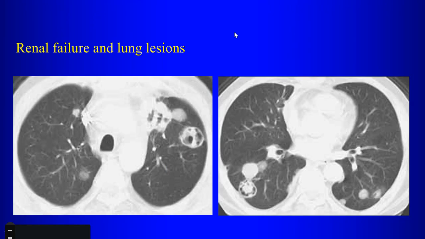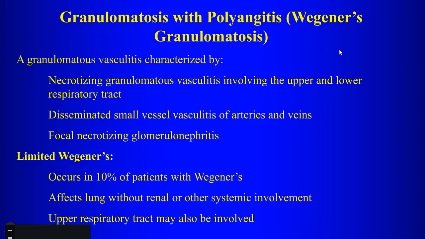All right, so if I tell you this patient has renal failure and we have these lung lesions, what are we thinking about here? GPA vasculitis, right. So we have cavitary lesions in a patient with renal disease, we think GPA. And so it's a granulomatous vasculitis, disseminated small vessel vasculitis.